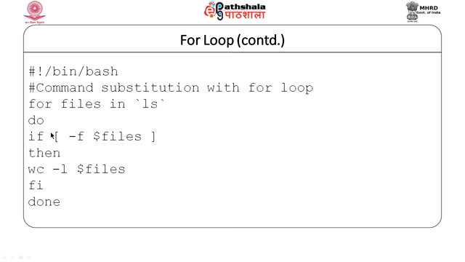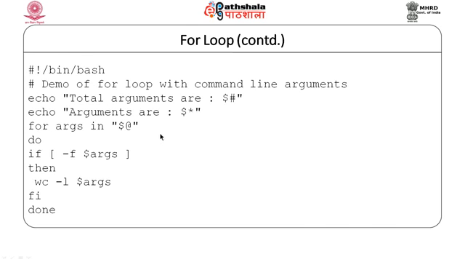So, within the for loop I have used an if condition. I am checking whether the listing is a file or a directory. If it is a directory, we do not do anything, but if it is a file, we count the number of lines for that file and it is echoed on the output.